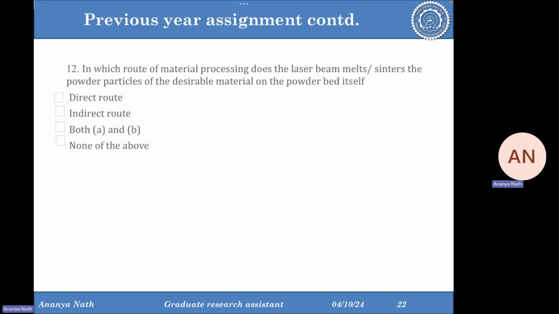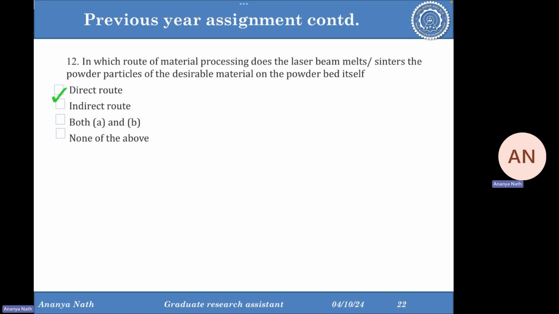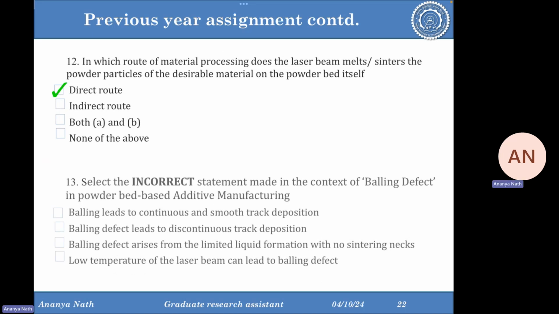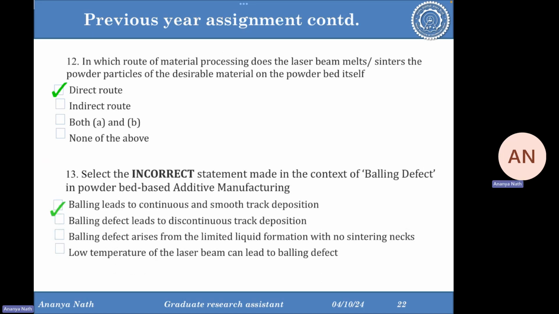So, in which route of material processing does the laser beam melt and sinter the particles of the desirable material on the powder bed itself? Direct route. In case of indirect route, either we are putting the laser on the coating over the metal powder or polymer powder, basically polymer powder, or we are putting the laser on the powder bed, but the binders are only absorbing the laser.